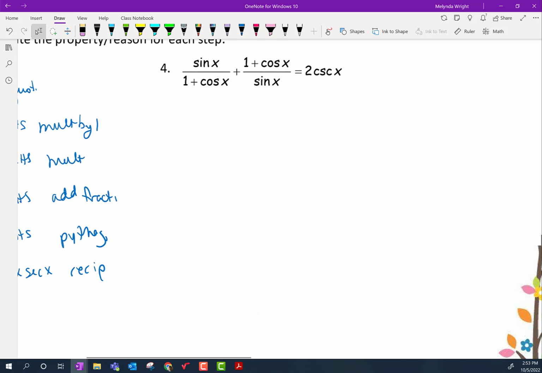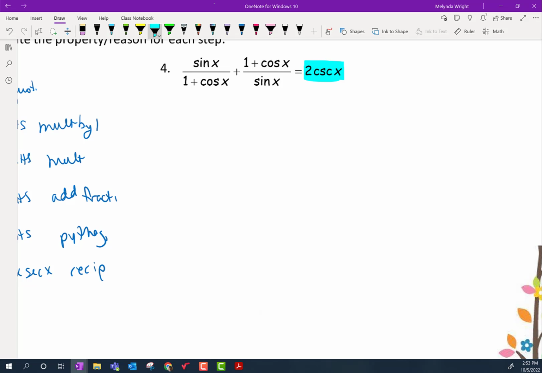Goodness, this one, I'm certainly going to work on the left-hand side. That's a big mess, right? There's a bunch going on over here. The right-hand side looks so easy. There's no way I want to try to turn 2 cosecant into 2 things that are adding to each other. That seems like way too hard. So I'm going to work on the left side.